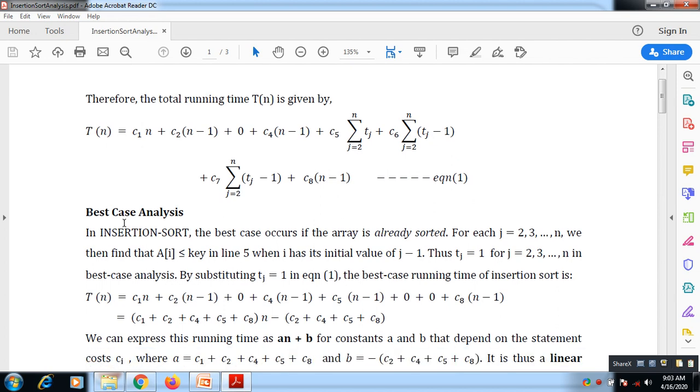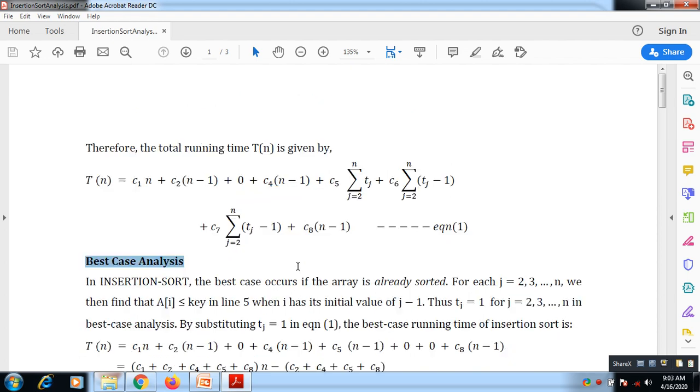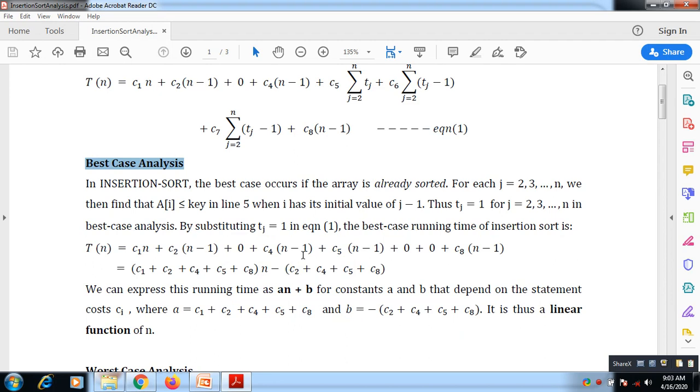Now the best case of the insertion sort algorithm occurs when the list is already sorted. If the list is already sorted, then the while loop will never work inside. So in that case Tj will be 1, and in place of all Tj I can put 1. The summation of 1, j varies from 2 to n, will be n minus 1. This will be 0, this will be 0. So after substituting all the values, I will have this.